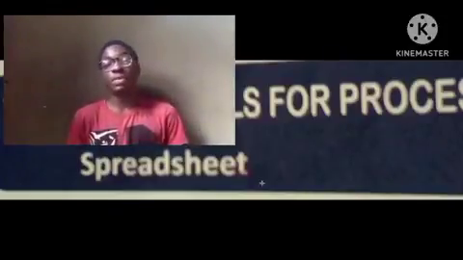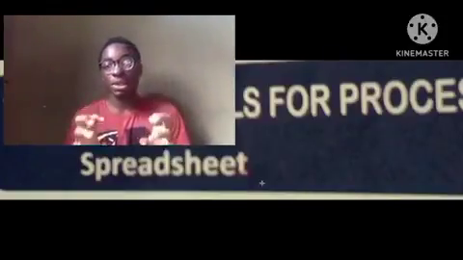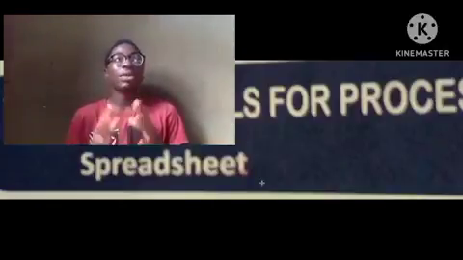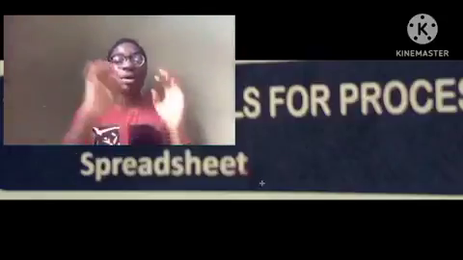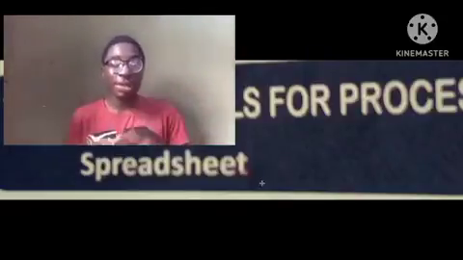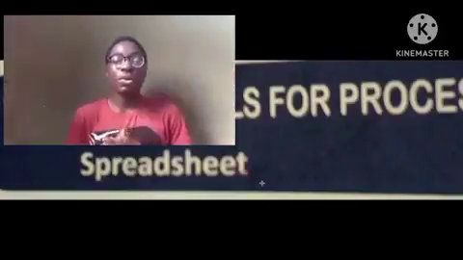Now a spreadsheet is basically a file that consists of rows and columns. A row is a horizontal array of data, while a column is a vertical array. So rows are horizontal while columns are vertical. Now when you intersect these rows and columns, they form what we know as cells.